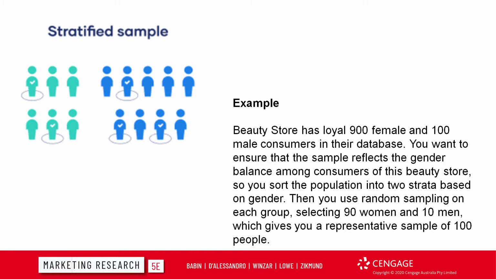Based on the overall proportions of the population, you calculate how many people should be sampled from each subgroup. Then you use random or systematic sampling to select a sample from each subgroup.